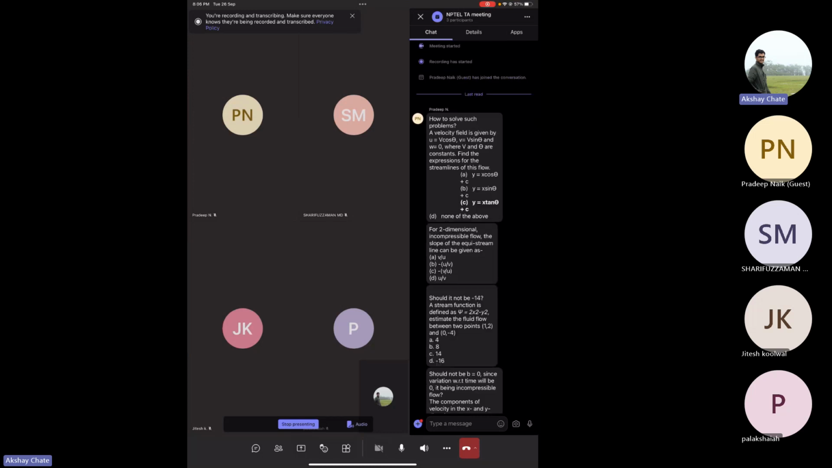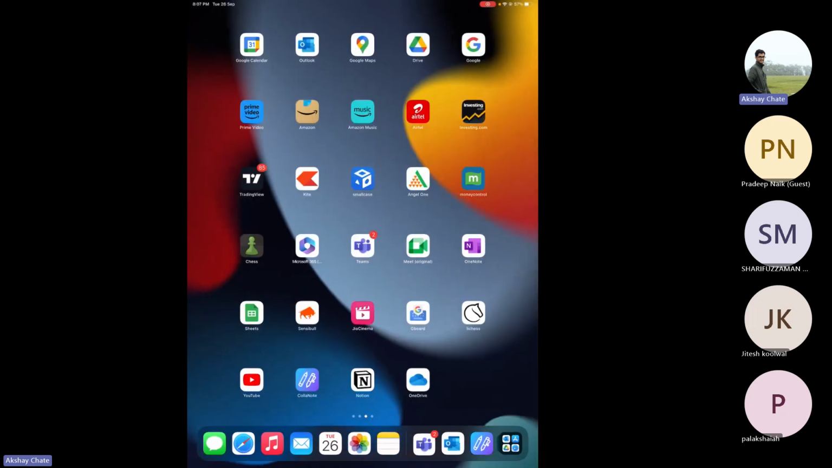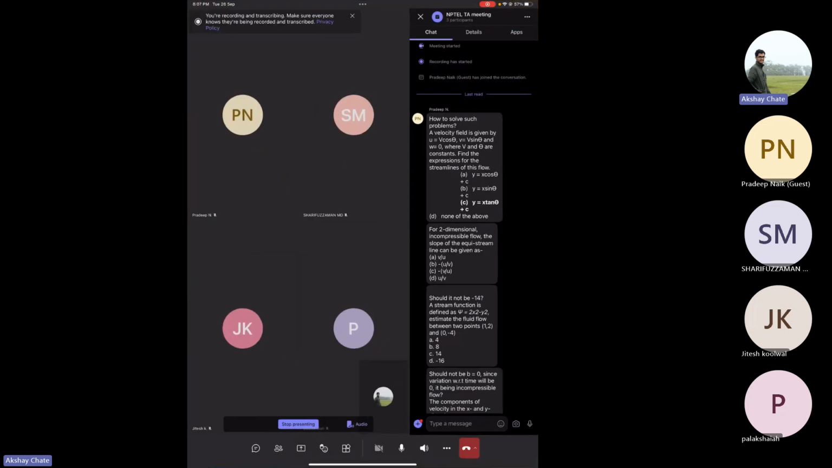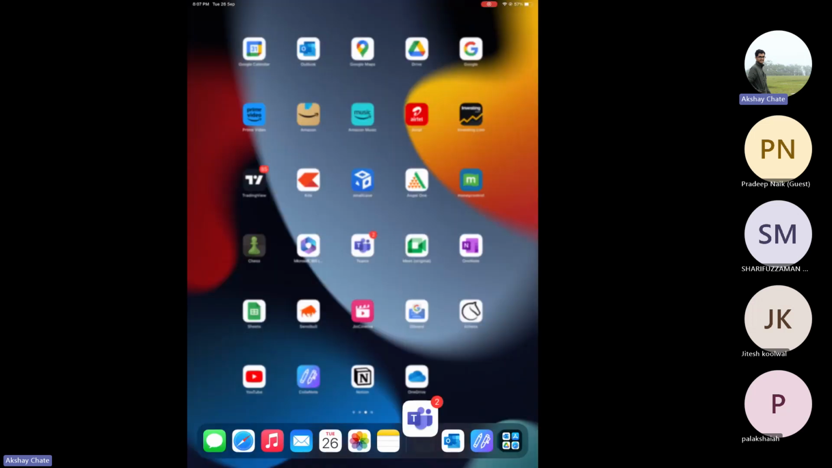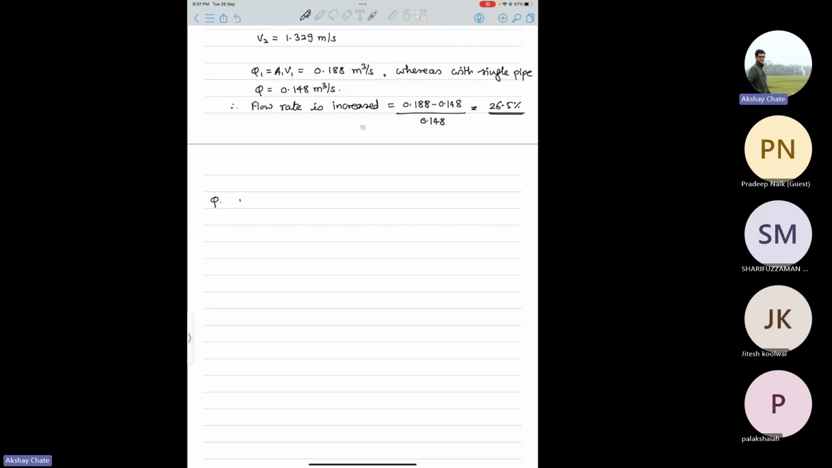Okay, so first question is, here they have given you U and V, W is 0, so it is a 2D flow. V and theta are constant. We need to find the equation for the streamlines. I had given you the formula earlier, right? Maybe quickly I'll solve. U was V cos theta, V was V sin theta, and the streamline equation they want, right?